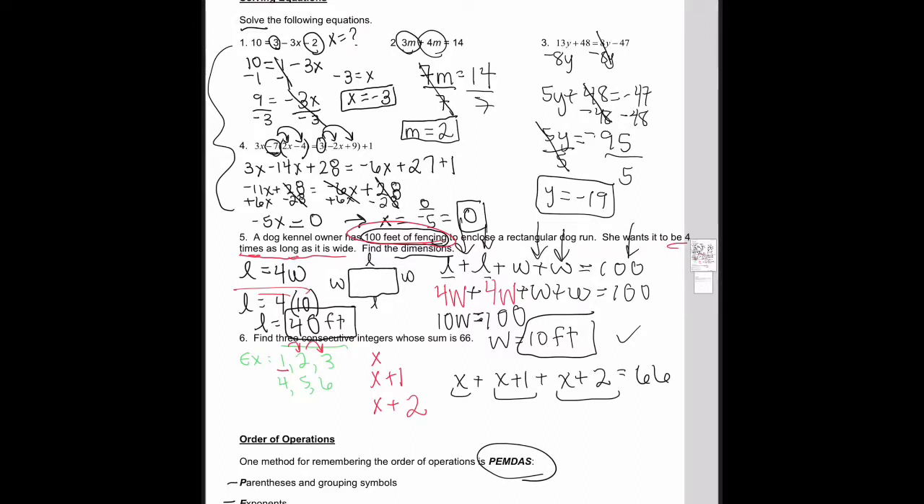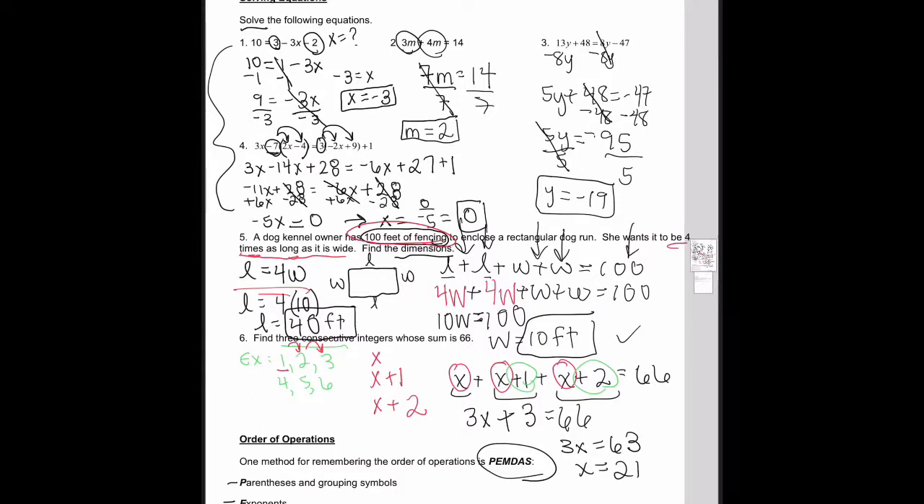Let's combine like terms. We have 3 X's, so we have 3x, plus, notice we have here a 1 and a 2, so we have plus 3 equals 66. Okay, go ahead and solve for x. So we subtract 3, we get 3x equals 66 minus 3 is 63. And then divide by 3, and we're going to get x equals 21.